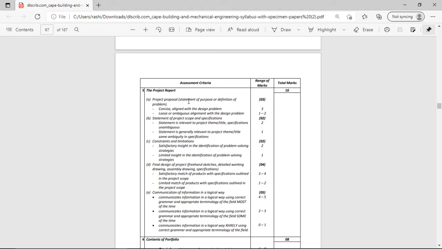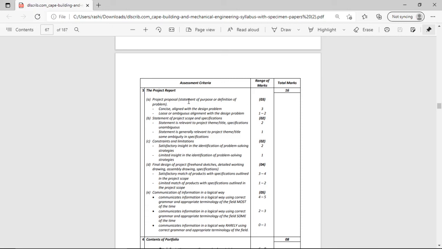So: project proposal, statement of purpose, or definition of problem. When you start off your report, you start off with your proposal. What are you proposing, or how are you going to go about solving a problem? The first thing you can do is write a problem statement. So the problem statement is that you're trying to design a building for a couple that have been working and saving for a number of years, and they have a baby on the way, and that's the problem. You're going to think about how you can go about solving that problem, and you write how you propose to go about solving it.